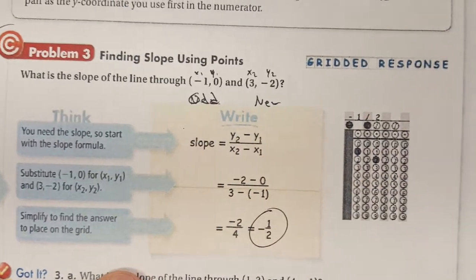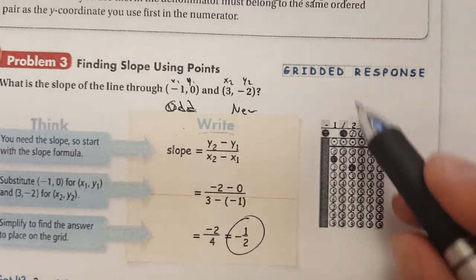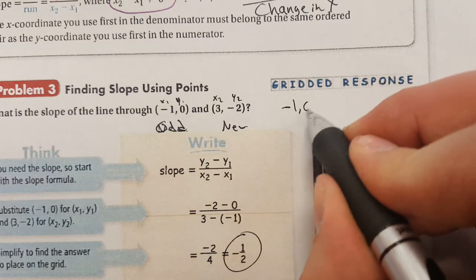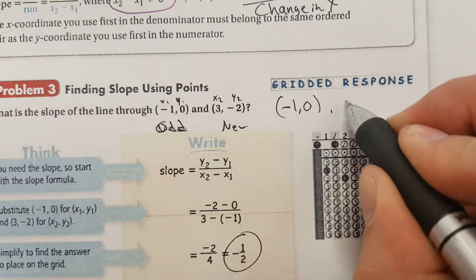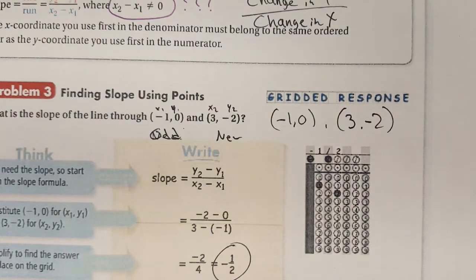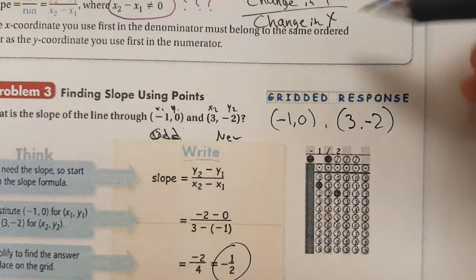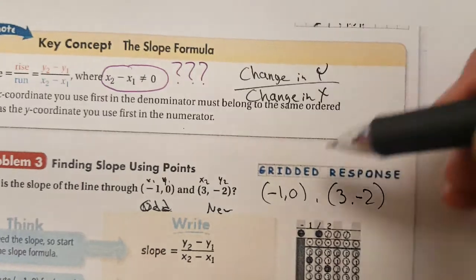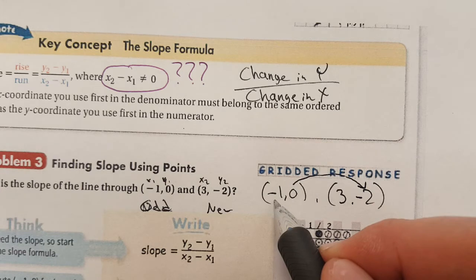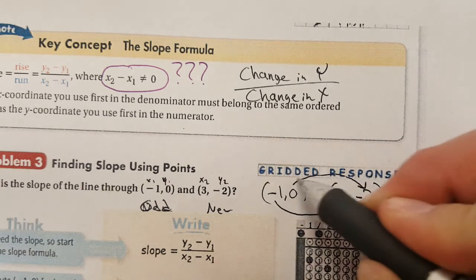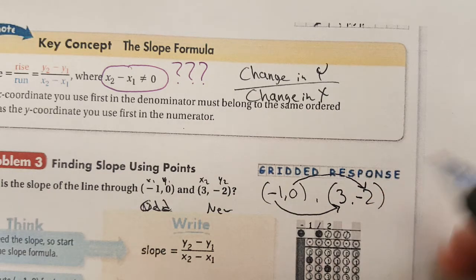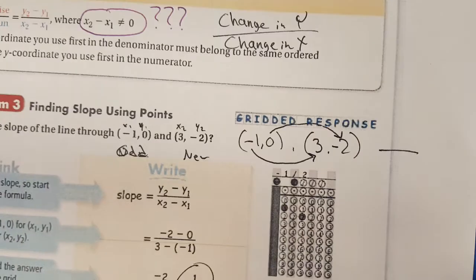Great. Here's what I do, friends. Okay, and it's some gridded response. Okay, cool. Here's what I do. So what are the coordinate points again? It's negative 1 and 0, and then it's 3 and negative 2. I draw myself a little, I call this the loop-de-loop method, okay? Here's what I do. So I think this, change in y over change in x. So I ask myself, how do the y values change? And then how do the x values change? So I make a little loop from the y values, and then I make a little loop for the x values. And then I just put those numbers in a fraction.